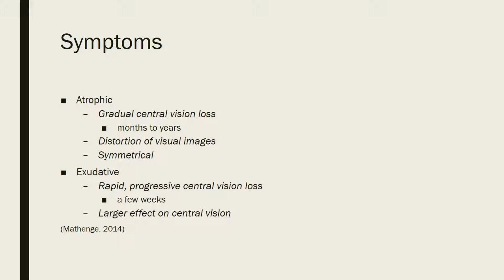So some symptoms of atrophic AMD include a gradual, generally symmetrical central vision loss. And this occurs over months and years. And it can also result in a distortion of visual images. Symptoms of exudative AMD also include central vision loss, but it occurs much more rapidly. It usually occurs over just a few weeks, and it affects a large portion of the macula. Most vision loss associated with AMD is due to exudative AMD and that neovascularization.